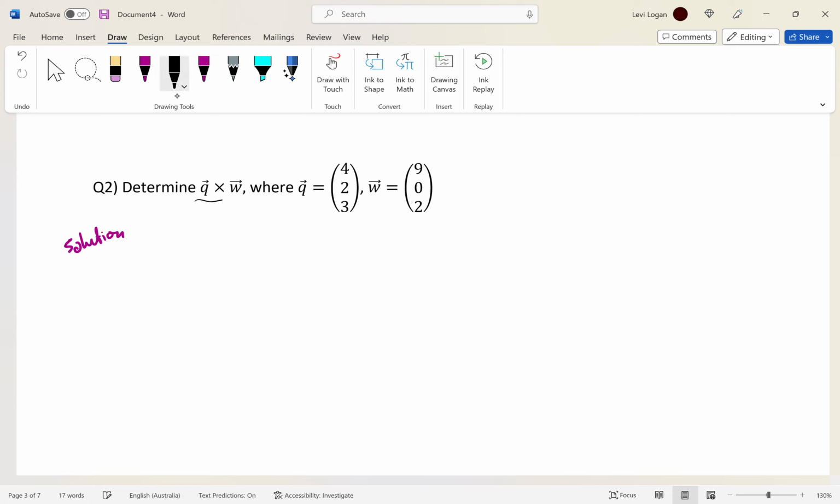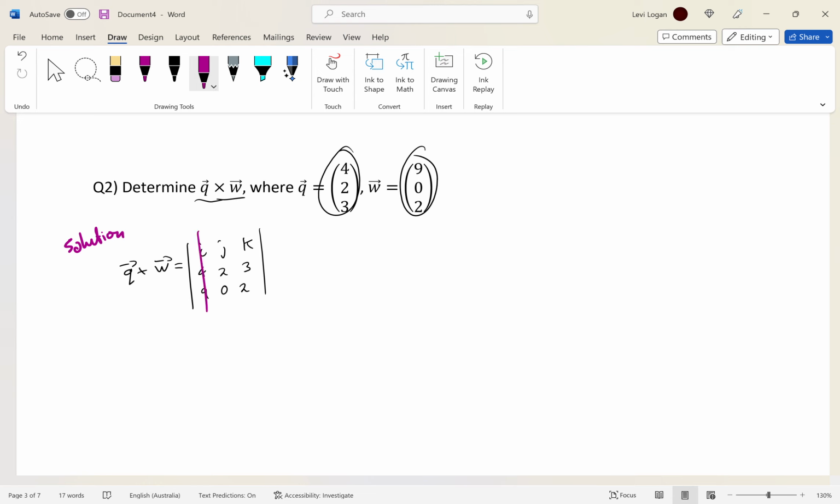So we're going to have Q cross W. It's going to be a 3 by 3 matrix. So we have i, j, k at the top. Then we're going to have 4, 2, 3, which is our Q vector. Then we have our W vector, which is 9, 0, 2. Now we're going to break it up into its components, three little 2 by 2 matrices.